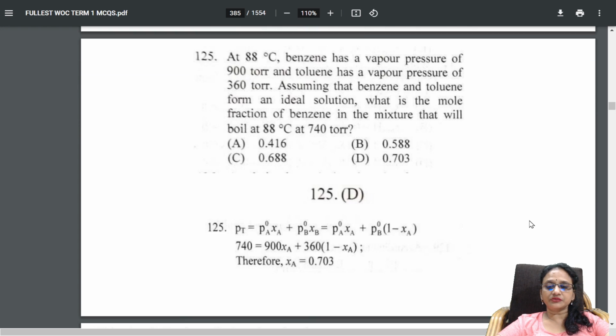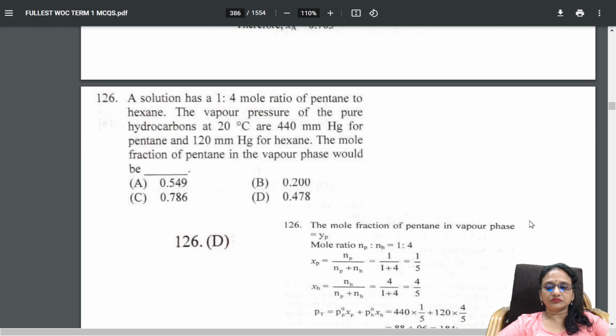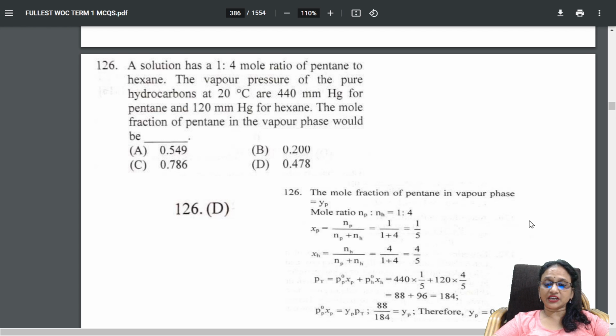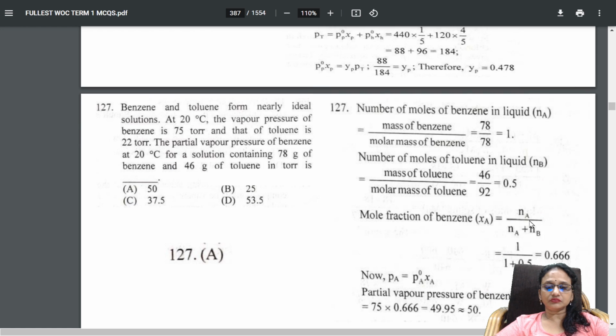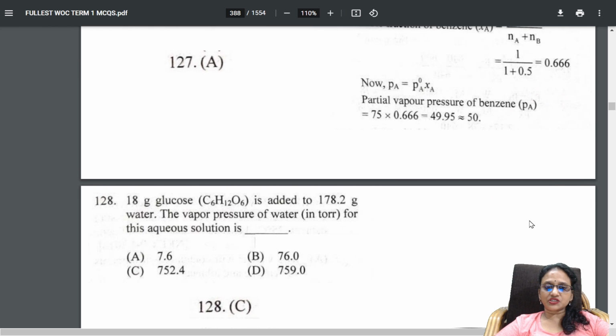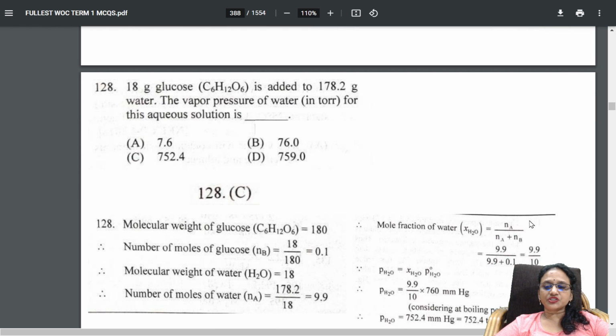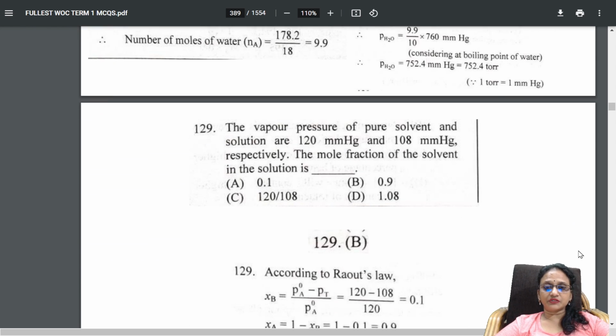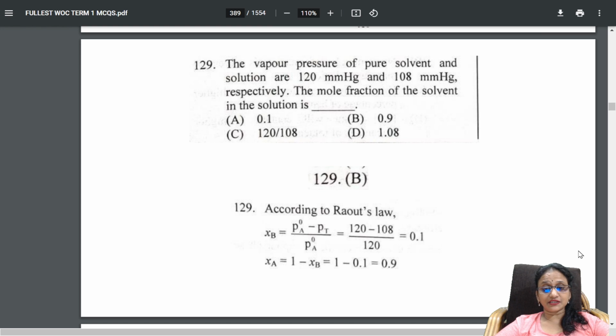Yes, Raoult's law question. This is again the relationship between your mole fraction and Raoult's law. This is a question based again on number of moles. So different questions based on your Raoult's law, different questions based on your colligative property. Every question is considered. So take your book, please sit and work out.